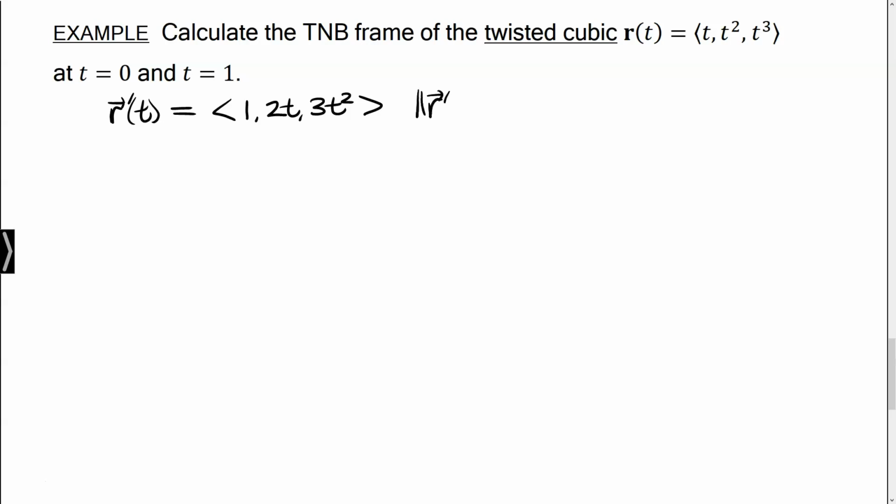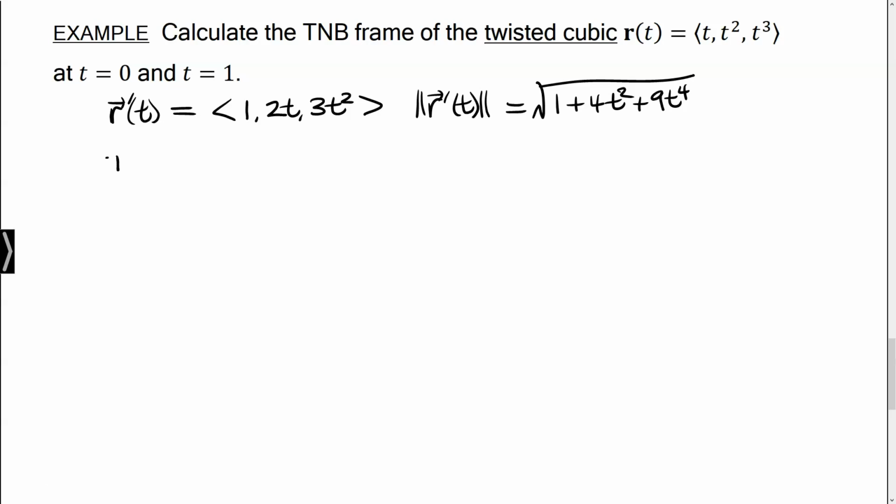Now when we look at the length of this, though, this is where it gets a little bit trickier because the length is not constant, obviously. It's going to depend on t. So it's going to be the square root of 1 squared plus 2t all squared plus 3t squared all squared. So 1 plus 4t squared plus 9t to the 4th.